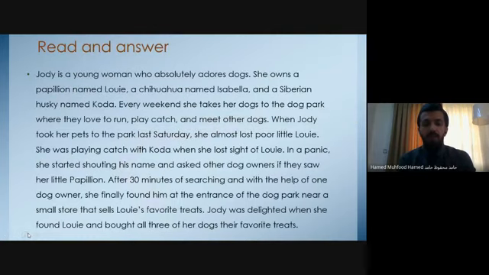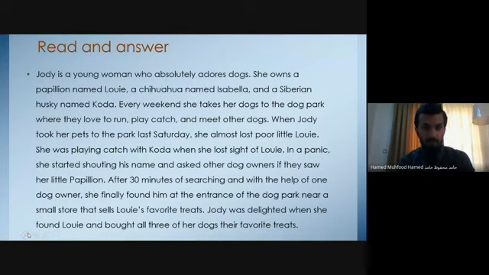Before that, I just want to read and repeat this exercise about Judy, the woman who adores dogs, because this is a very important exercise and I want you to pay attention to it. I want you to read it now after me, and then I'm going to ask you certain questions, so please pay attention.